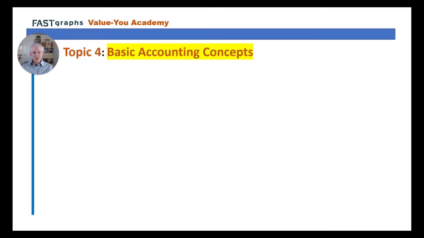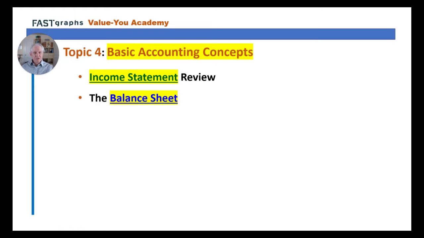This is a continuation of Topic 4, Basic Accounting Concepts. We're going to review the income statement from the last video and then continue with the balance sheet. The balance sheet is a very important financial statement. It shows the financial health of a company or a family on one day. What do you own? What do you owe? What's the difference? The difference is a very important thing: your net worth, your equity, the book value of a company. The balance sheet is called the book in certain cases.